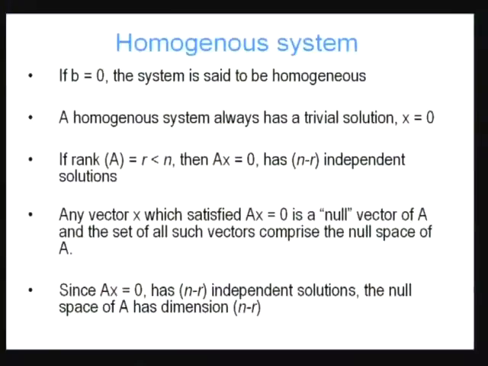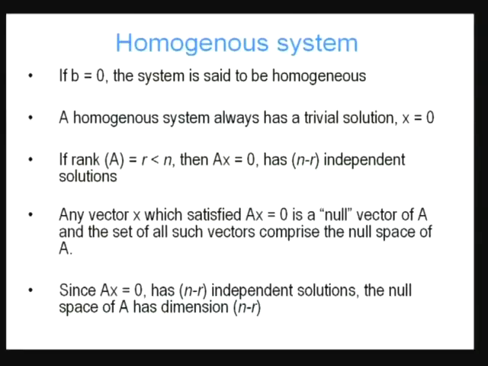If rank of A is equal to R is less than n, then Ax equal to 0 has n minus R independent solutions. Any vector x which satisfies Ax is equal to 0 is a null vector of A, and the set of all such vectors comprise the null space of A.